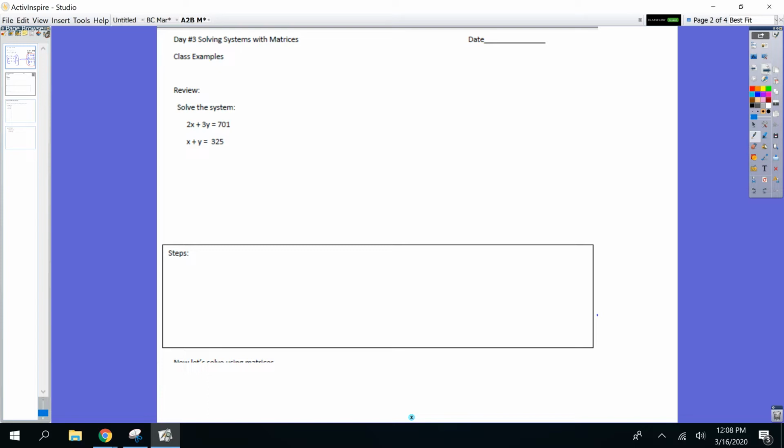Okay, so we're going to go old school here. Solve this system: 2x plus 3y equals 701 and x plus y equals 325. If I asked you to solve that like you did in your Algebra 1 9th grade days, or even last year in Algebra 2, many of you would say, take that second equation and multiply it by -2 to get rid of the x's. So let's do that. Let me rewrite the first one: 2x plus 3y equals 701. Next step, -2x minus 2y, distributing all the way through, is equal to -650.